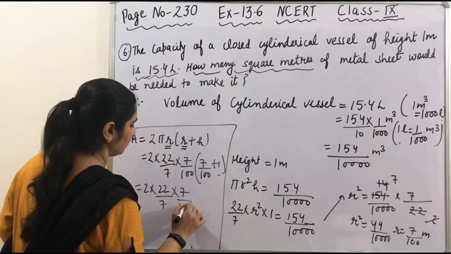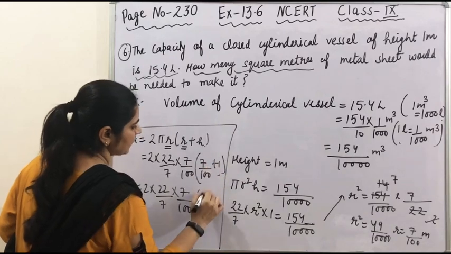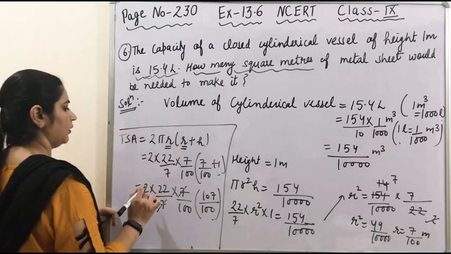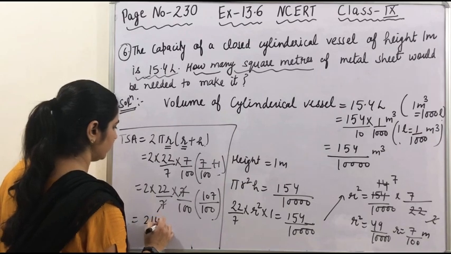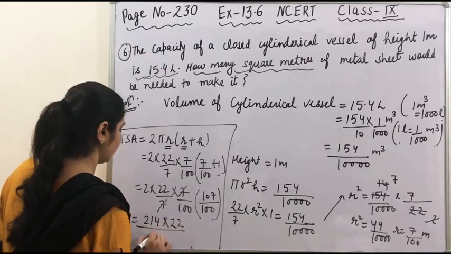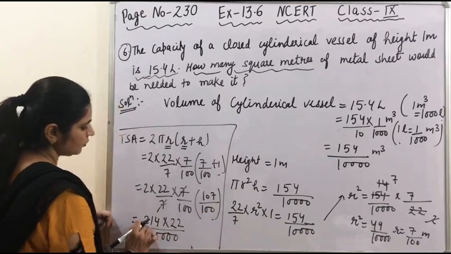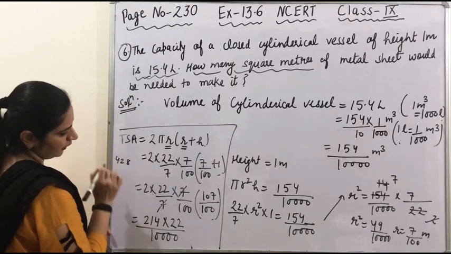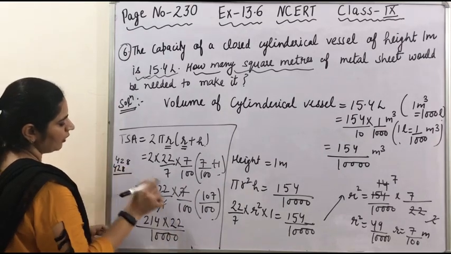22/7 into 7 by 100. Taking 100 as the LCM, 100 plus 7 is 107. 7 and 7 cancel, and 2 into 107 is 214. This 22 I am writing as it is. There are 4 zeros, 2 zeros and 2 zeros. This 214 into 2 will be 428. 428 into 11s. This 22 I have written here.